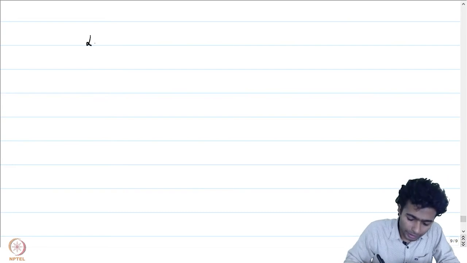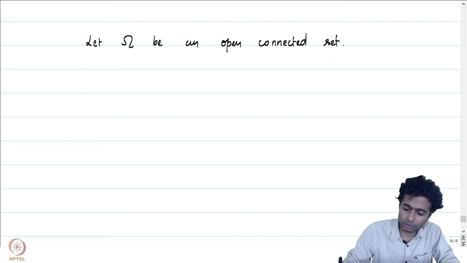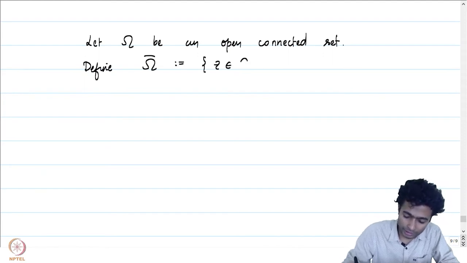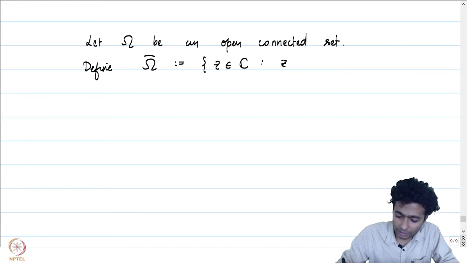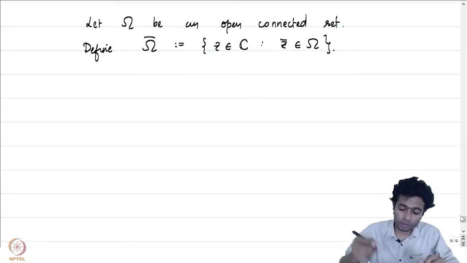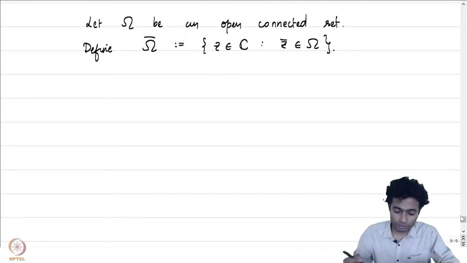So, let us try to set up the circumstances where we can indeed talk about such an extension. Let omega be an open connected set. And we will define omega bar to be the set of all those points z in the complex plane such that the conjugate of z belongs to omega. If we have a function f which is holomorphic on omega, we can get a corresponding function defined on omega bar which is holomorphic as well.